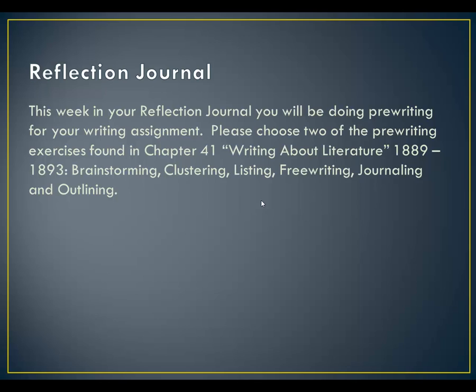All right, so this week the last thing you're going to be doing is pre-writing about your paper topic. So you're going to look at the exercises found on pages 1889 to 1893. This is in chapter 41, Writing About Literature, and I highly recommend reading this whole chapter. It's a good chapter about how to complete the assignment successfully. There's information on brainstorming, clustering, listing, free writing, journaling, and outlining. So please review this, and it'll help you get ready to do your pre-writing for your paper.